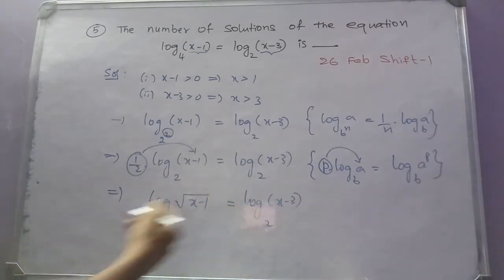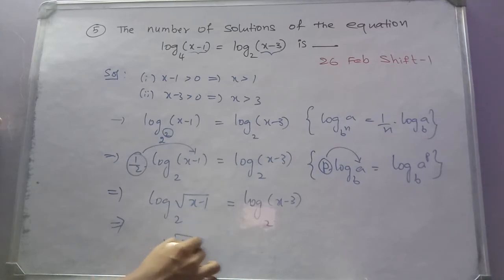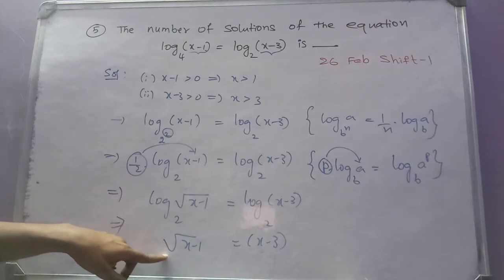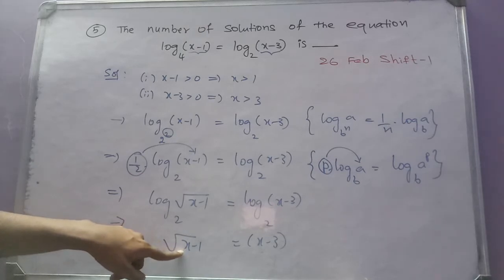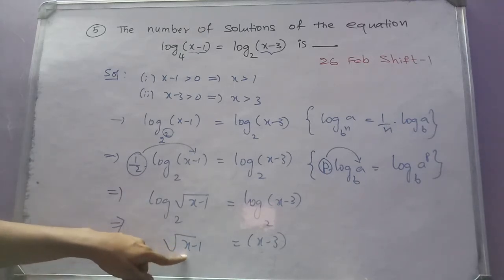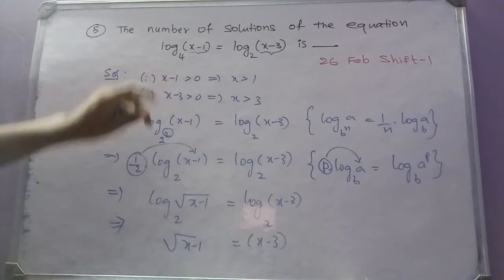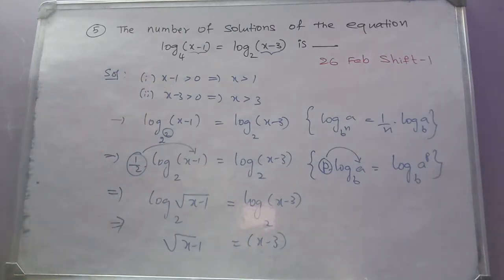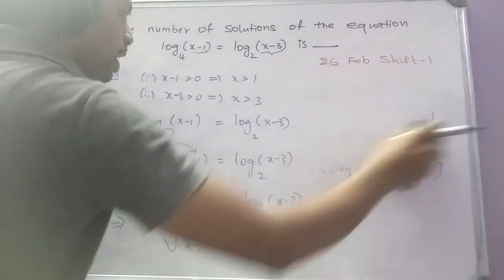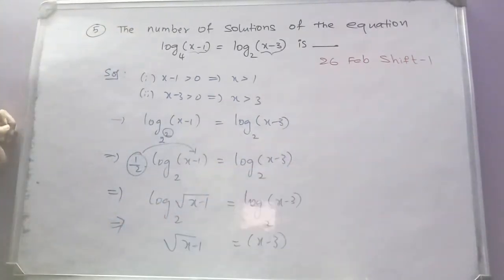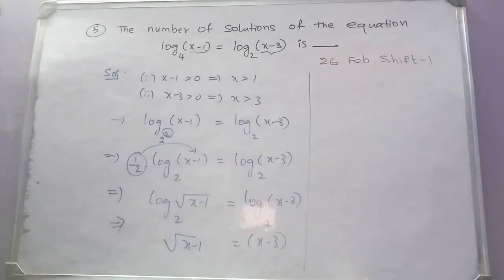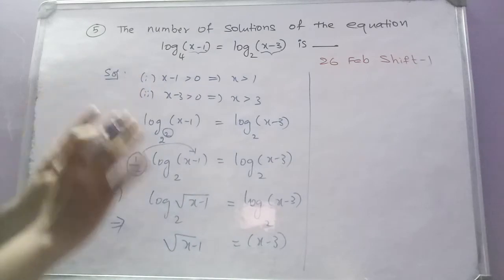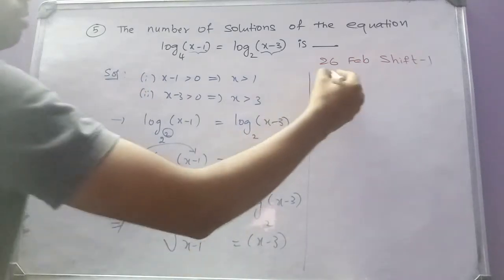Now you can ignore log on both sides. You'll get root over x minus 1 equal to x minus 3. So another equation containing square root, an irrational equation. The function present inside the root must be positive, so x minus 1 must be positive, which is already taken. So let us continue by squaring on both sides. Always remember one thing: whenever you square on both sides, you might get extraneous roots, so you should always check whether it satisfies the main equation or not.